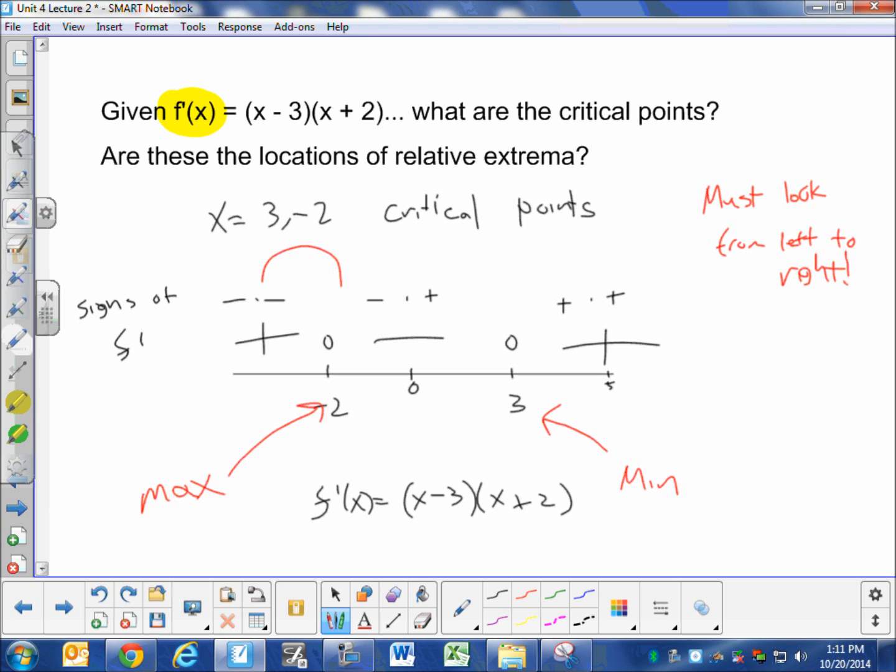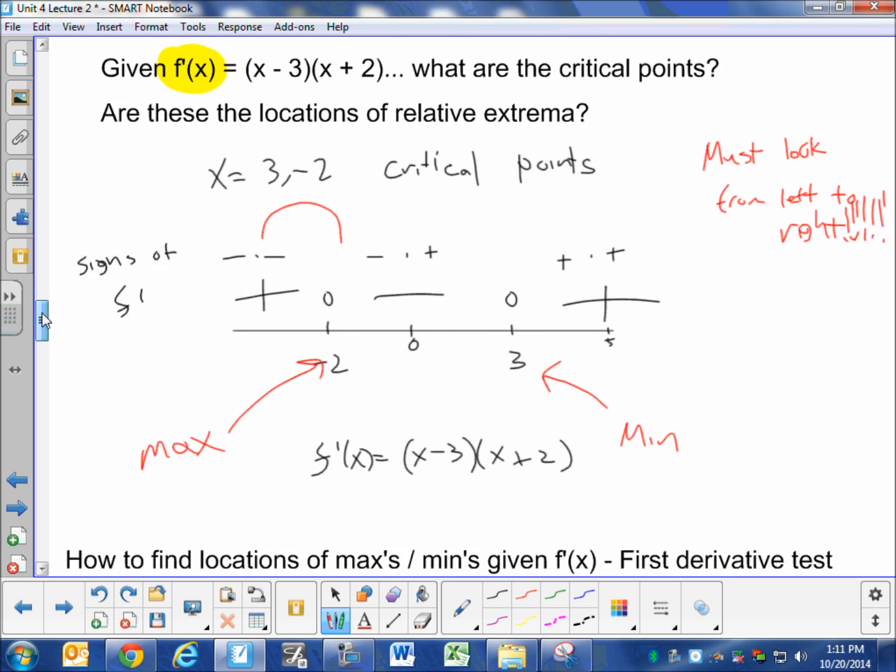Very important. Okay, we go from increasing to decreasing, decreasing to increasing. We have a max and a min. Okay, well, that was easy.